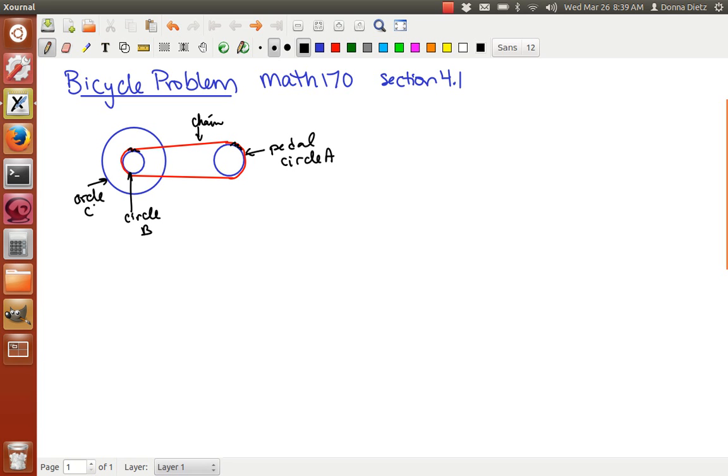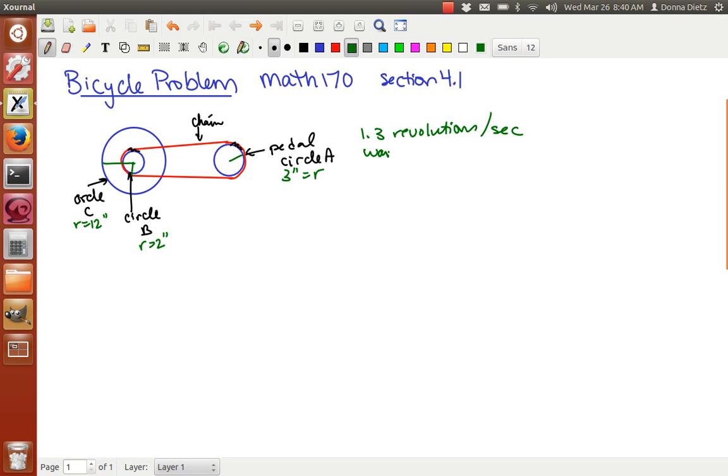Okay, so we need a couple pieces of information. We need to know 1.3 revolutions per second, which is a different value in your homework. We know that this here is 3 inches, is radius on that circle. This circle has radius 2 inches, and circle C has radius 12 inches. So now we have enough information to answer the question.